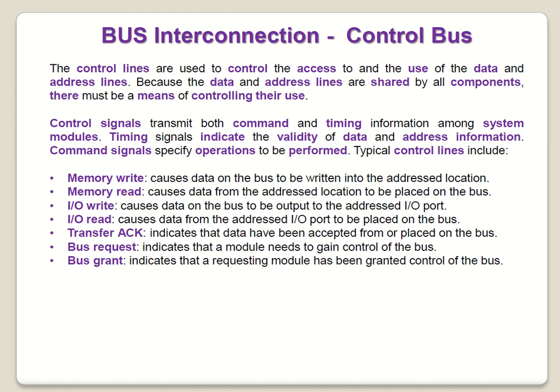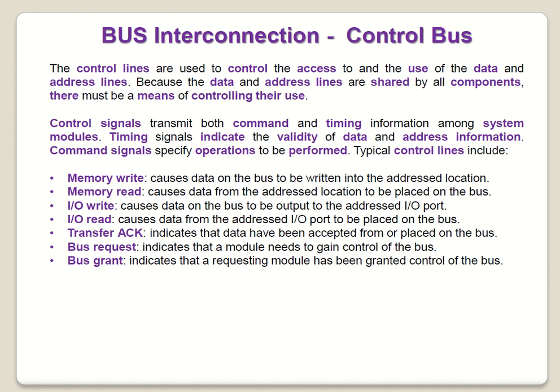And the last one, because I told you there are 3 types of buses: data bus, address bus and the control bus. The control lines are used to control the access to and use of the data and address lines. Data and address lines are shared by many components, so there should be some way of controlling the use of those lines. The control signals transmit both command and timing information. Timing means the validity of the data. For example, the data will be available on the bus for 5 seconds, something like that. That is the timing signal.